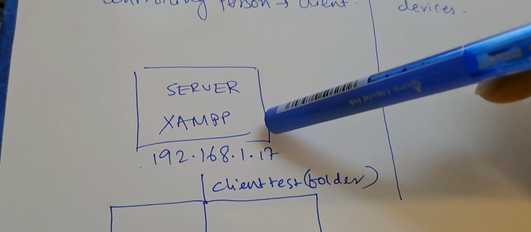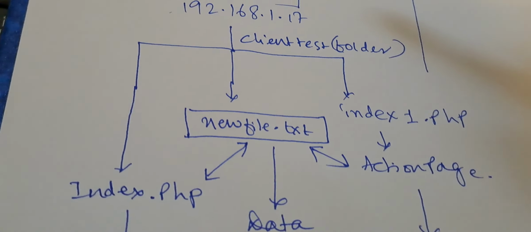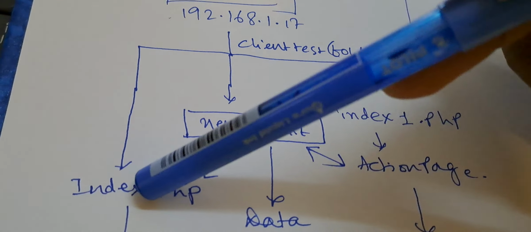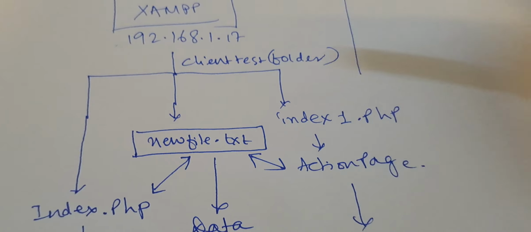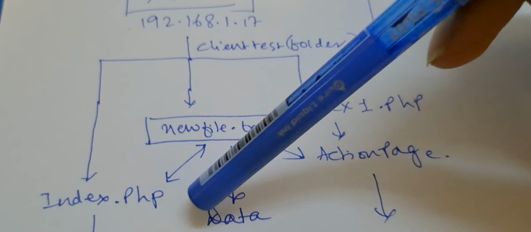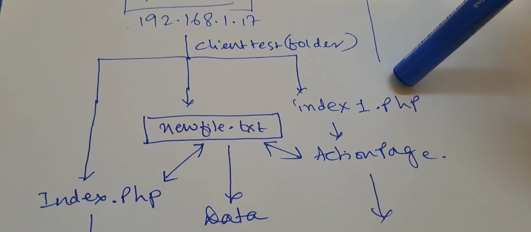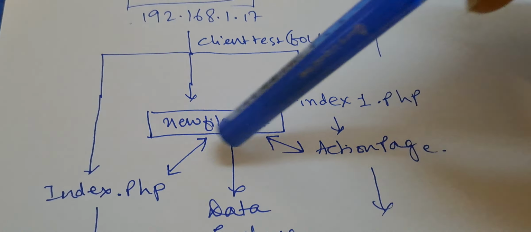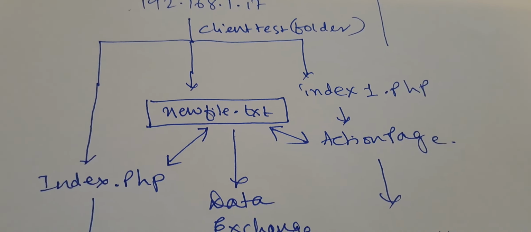On this server, three files exist. These files are index.php, index1.php and newfile.txt. As you can see, again I will show index.php, newfile.txt and index1.php. So these three files are responsible for this IoT project to function perfectly.